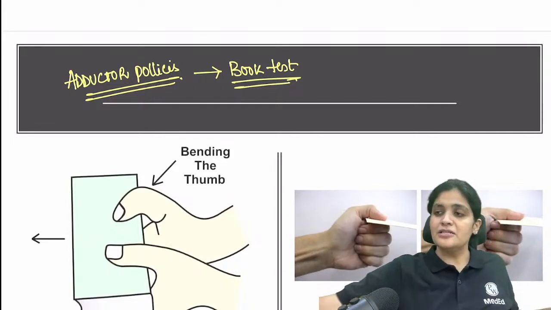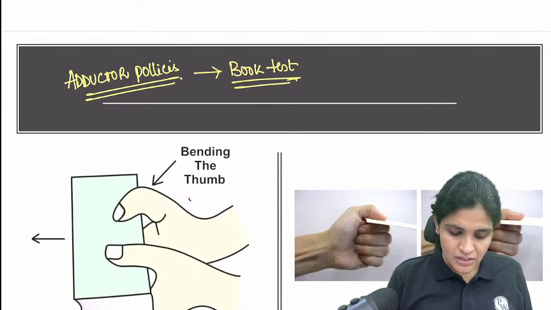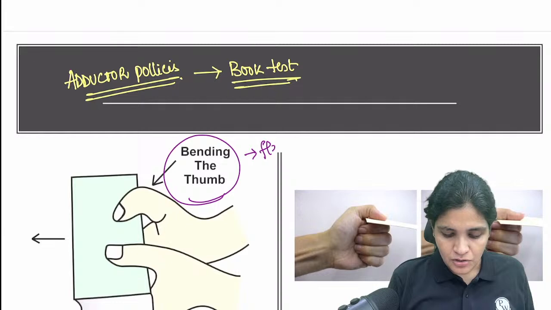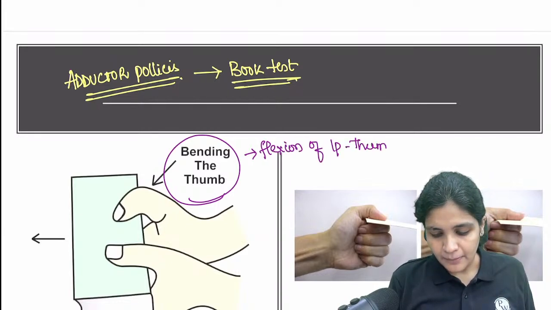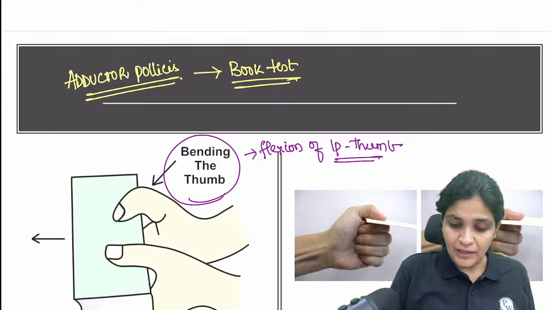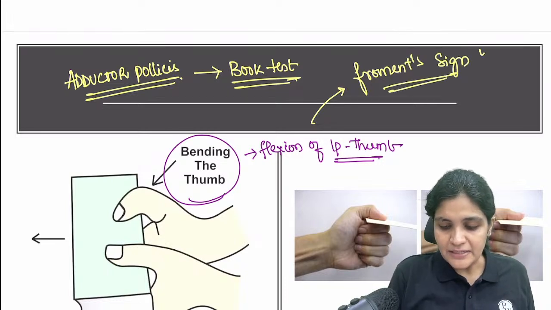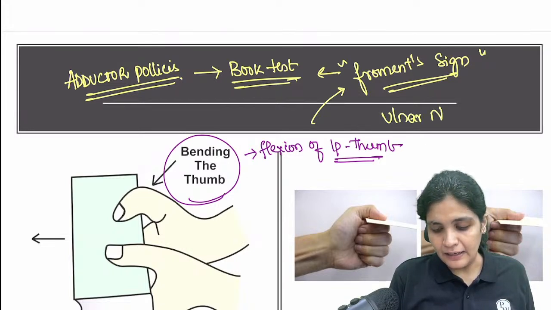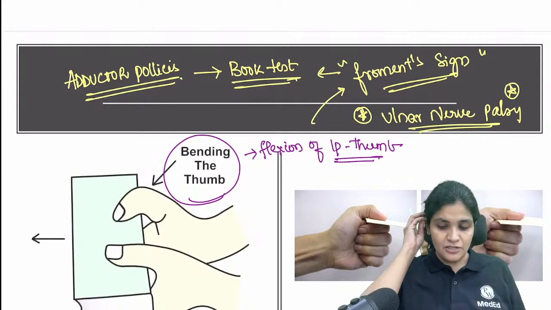Whenever we use this flexor pollicis longus, it will cause flexion of the IP here. So this is bending of the thumb, flexion of the IP of the thumb. Whenever you see the flexion of the IP of the thumb, this is called Froment's sign, right? And this will tell you that there is an ulnar nerve palsy. This is also a test for your ulnar nerve, and it is called the book test.